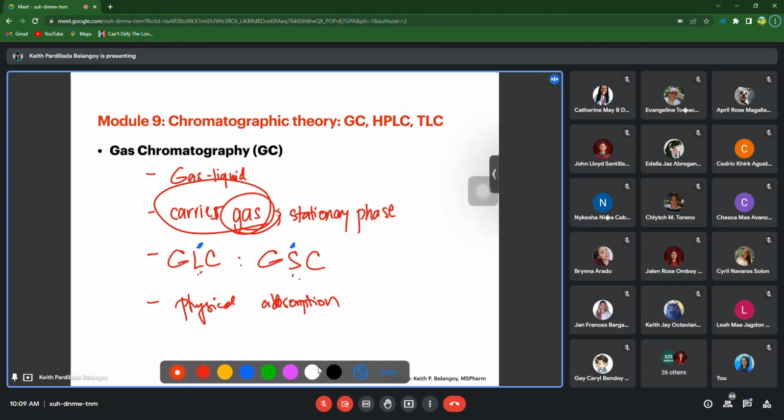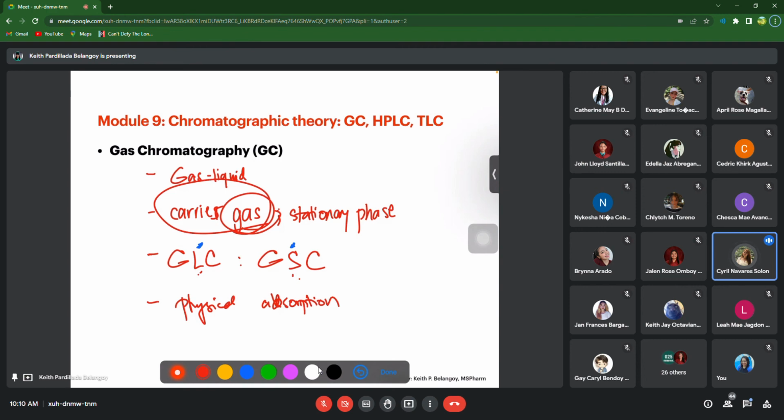Sige, Solon. Can you tell us something about carrier gas? Anything else you would like to add for gas chromatography? Kapay mo ang pwede ma-add for gas chromatography. Wala na?